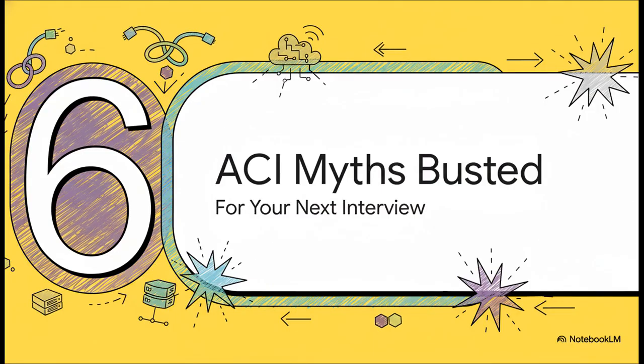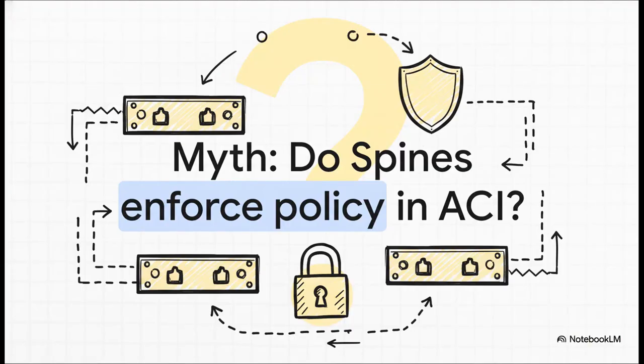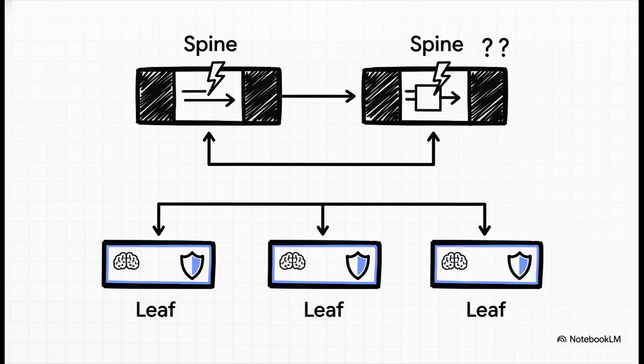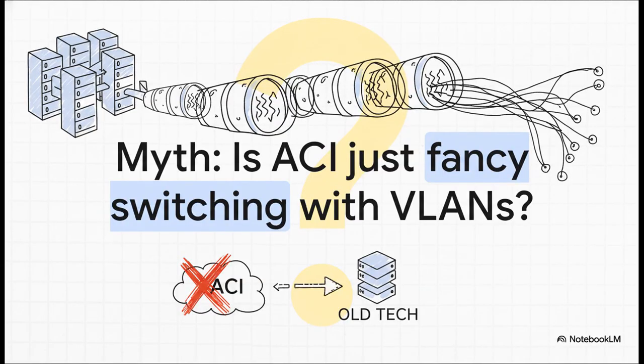Okay, to wrap things up, let's do a little myth busting. I want to go through a couple of common misunderstandings about ACI that honestly trip a lot of people up. This will be good for your next job interview, trust me. Okay, myth number 1. You hear this all the time. The spine switches, the big core routers, they must be the ones enforcing all the security policy, right? Nope, absolutely false. Remember our packet's journey? The spines are just the super fast postal service. All the brains, all the policy decisions, all the security enforcement, that happens on the leaf switches, always at the edge of the fabric.